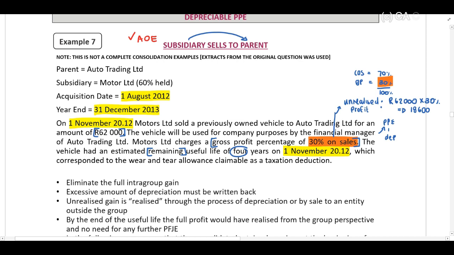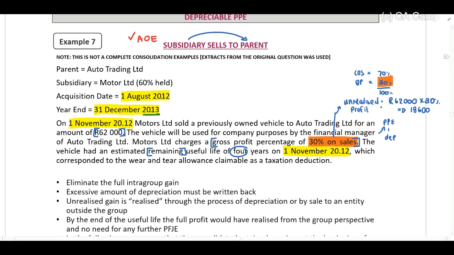The vehicle had an estimated remaining useful life of 4 years on 1 November 2012, which corresponds to the wear and tear allowance claimable as a taxation deduction. Important, guys, the tax allowance and the depreciation are equal, therefore there will not be any deferred taxes realized relating to this asset. Now we need to prepare the pro forma journal entries for the 2013 financial year.